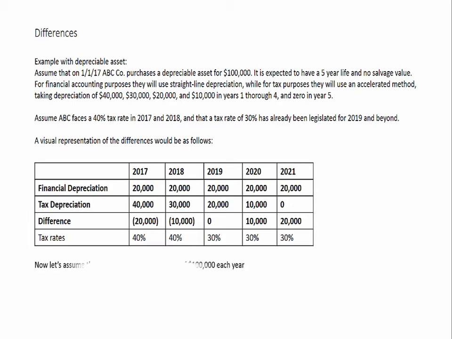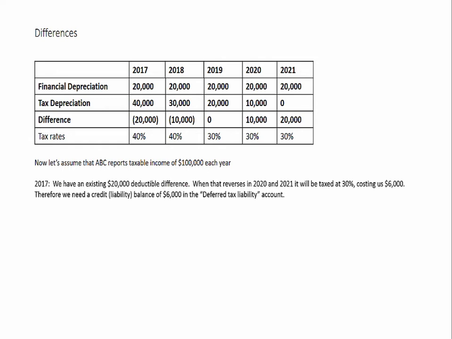Now let's go ahead and assume that ABC is going to report taxable income of $100,000 each year. Now in 2017, we have an existing $20,000 deductible difference. Again, it's now the end of 2017. We're at that line between 2017 and 2018 in our table. And we look backwards and say, how much of a cumulative temporary originating difference has already arisen? Well, in 2017, we took a $20,000 deductible difference. When that reverses in the future, in 2020 or 2021, it's going to be taxed at 30%, costing us $6,000.